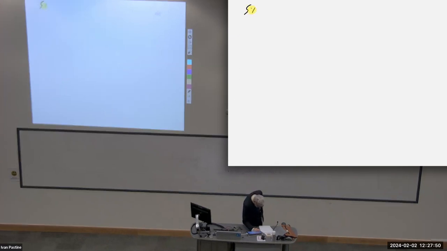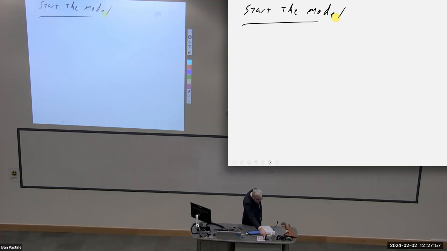Let's start the model. Okay, so all this was sort of background, just mathematical background so that you're up to speed.